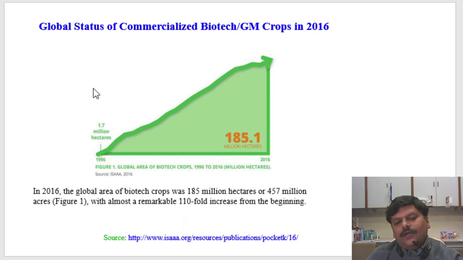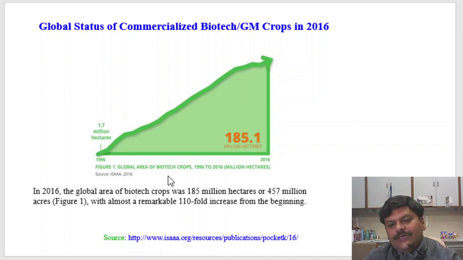Even after all these things are done, it's been almost 25-26 years since the first genetically modified crop was released. I think it was in 1986-87 that the Flavr Savr tomato was released for the first time.